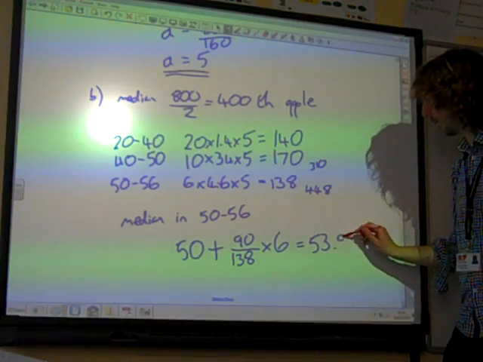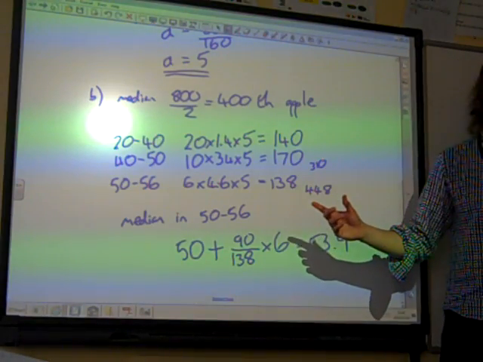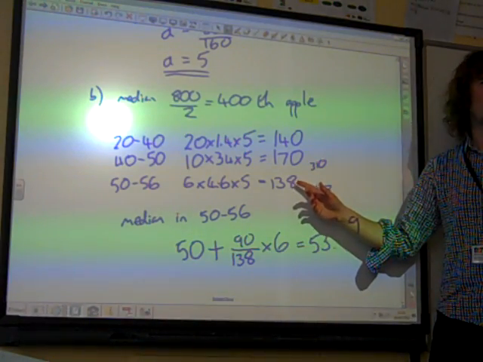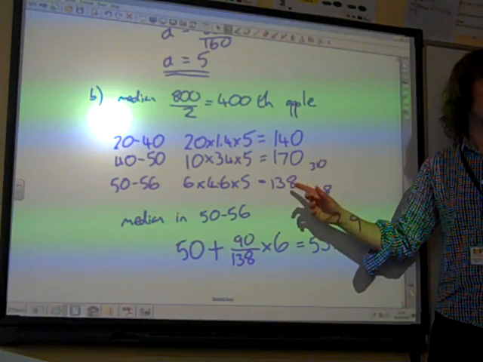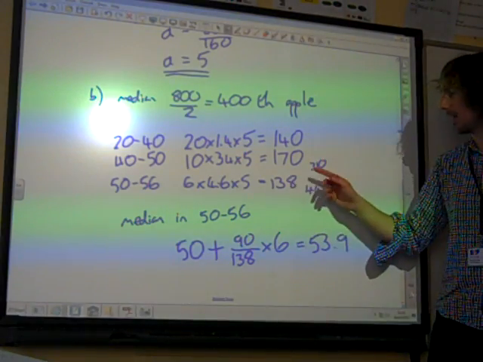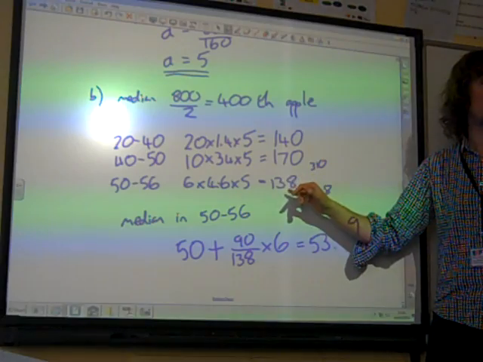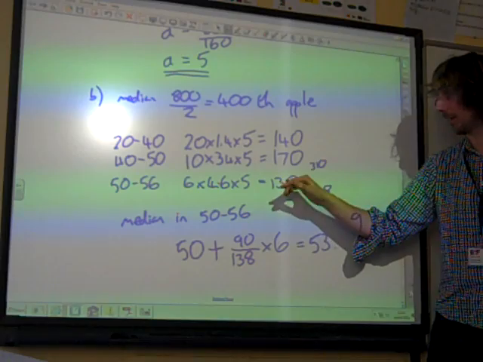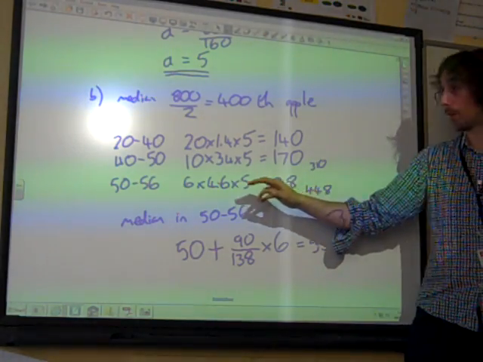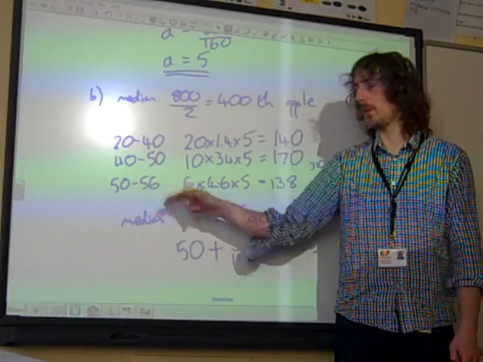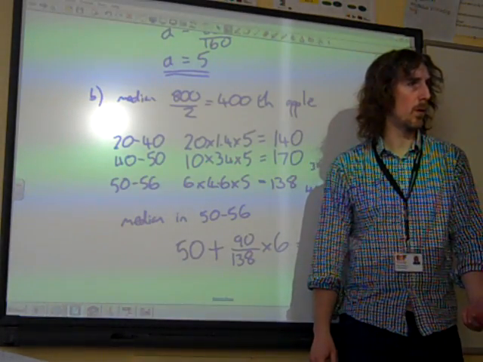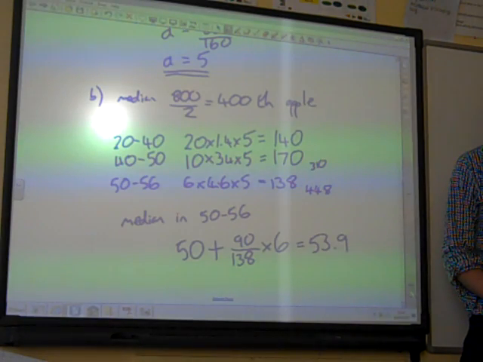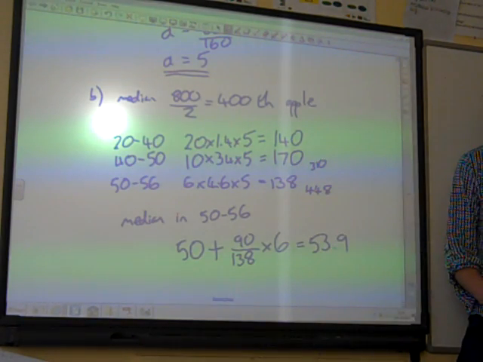53.9. However, what you could have done is you could have noticed that 138 is very, very close to being 1.5 times 90. In other words, we wanted to go 2/3 of the way through that class. 45, 90, 135. That 90 is 2/3 of that distance. So you could have thought we want to go 2/3 of the way from 50 to 56, which would be 54, and 54 would have been an acceptable answer to put down as the median. It works out very close anyway, doesn't it?